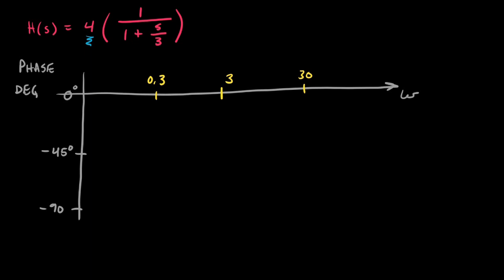The straight line approximation takes us from up to 0.1 times the cutoff or the break frequency, and it's going to be 0 degrees up to there. We know that it's going to be negative 45 degrees at the break frequency, and it's going to be negative 90 degrees at 10 times the break frequency, and from there on out it's going to be flat.